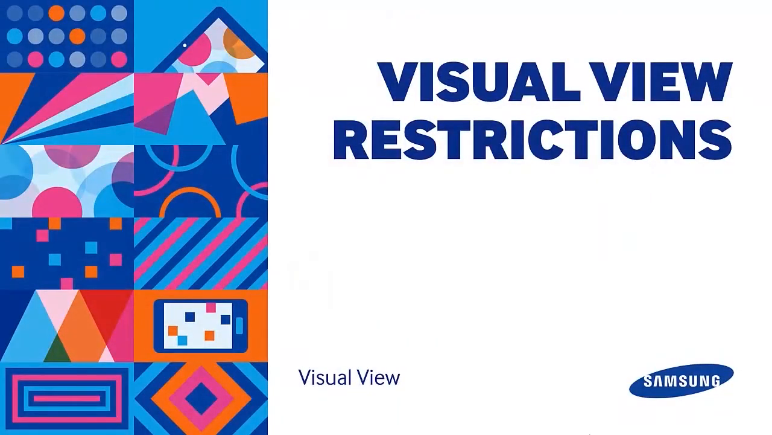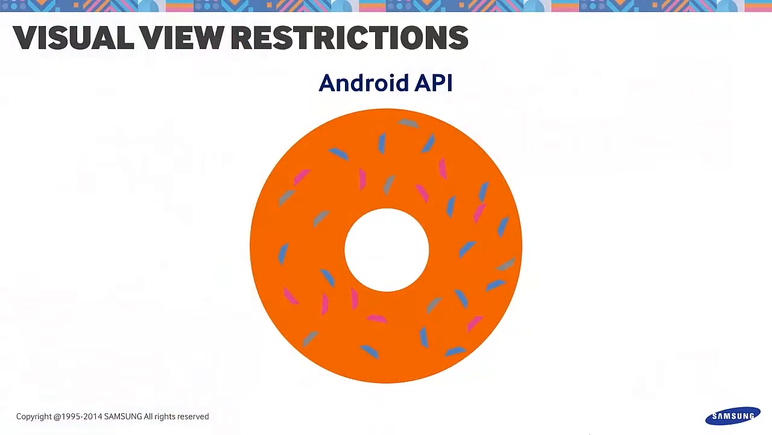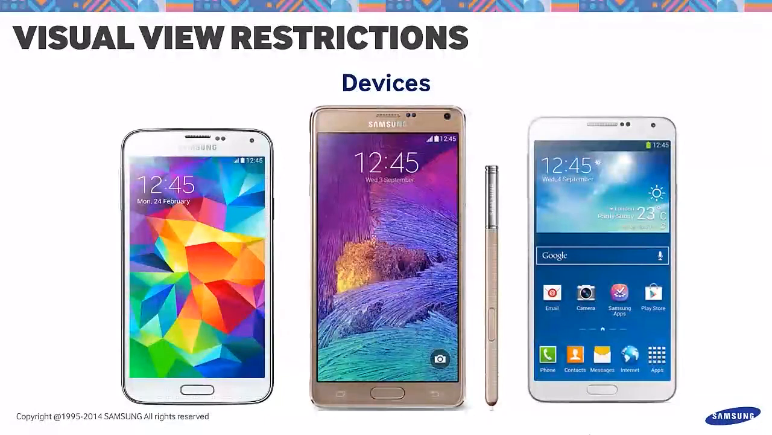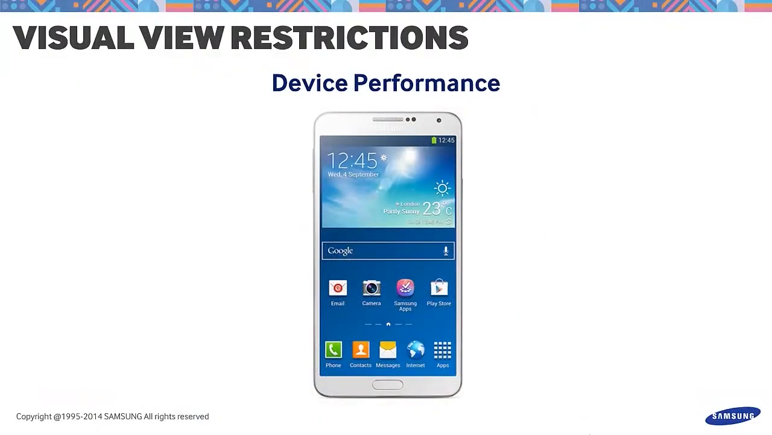Not all devices and Android APIs can support Visual View. Here are the restrictions. Only Android 1.6, Donut, or above support Visual View. All devices that support OpenGL ES 2.0 can also support Visual View. Performance issues occur when using a lot of slides, so be sure to check your device. As an example, the Note 3 is guaranteed to be able to support up to 500 slides.